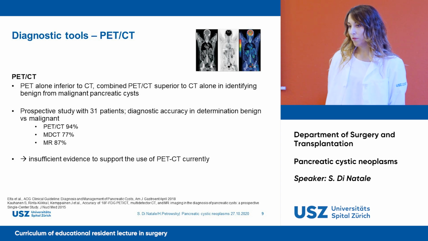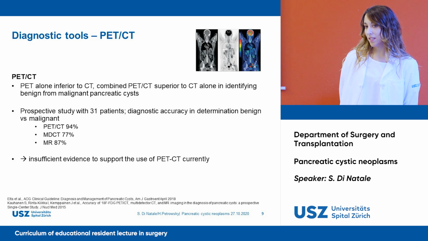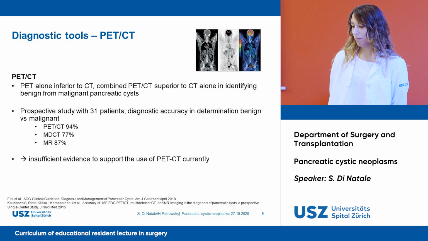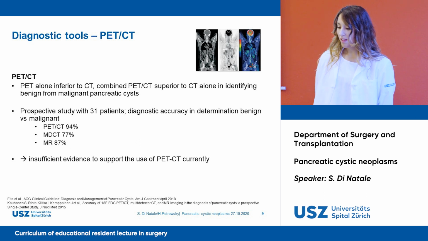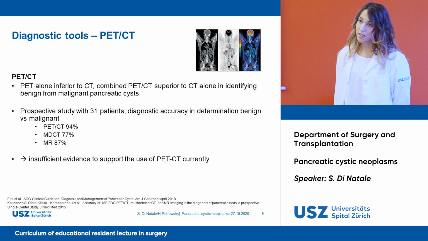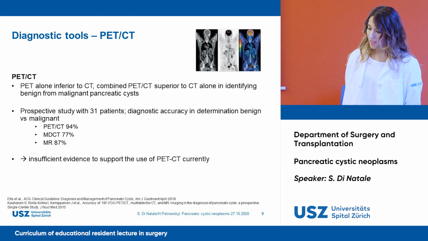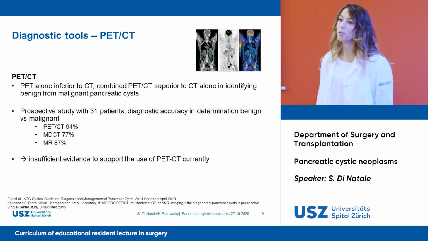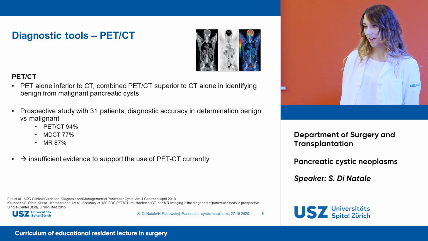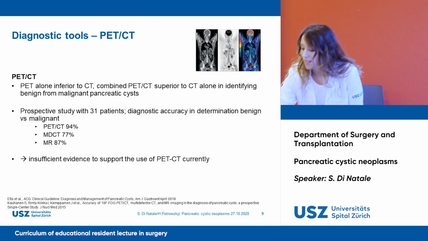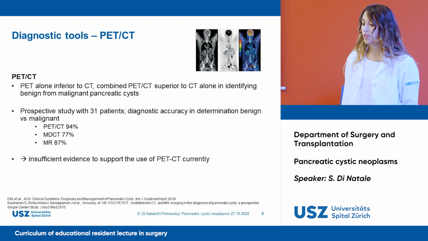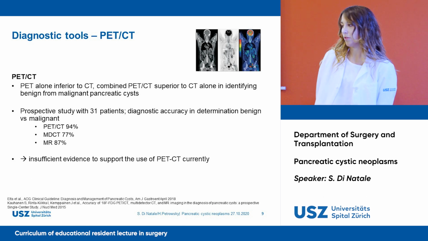A recent prospective study of FDG PET-CT, multi-detector CT, and MRI combined with MRCP found a diagnostic accuracy in determining benign from malignant pancreatic cysts of 94% for PET-CT, 77% for multi-detector CT, and 87% for MRI. Despite these initial promising results, there is insufficient evidence to support the standard use of PET-CT currently.